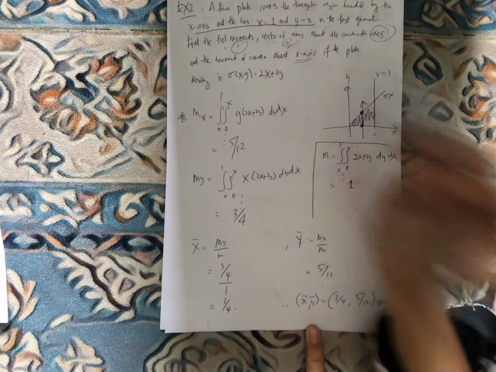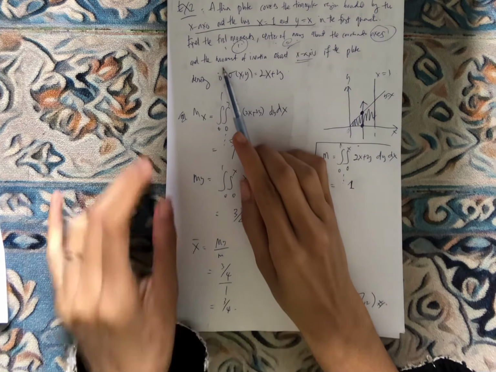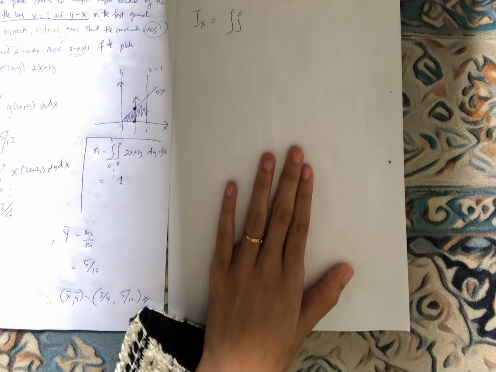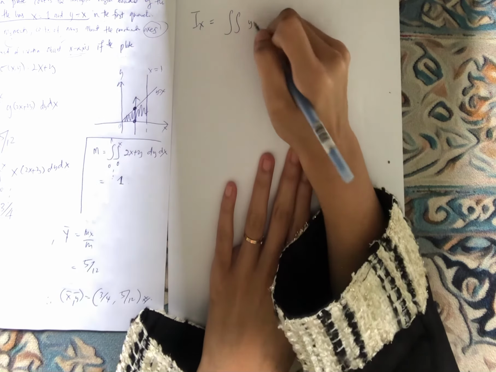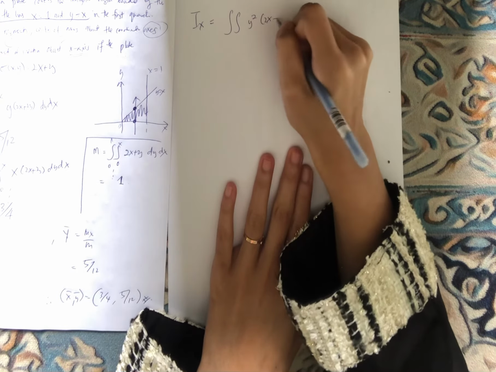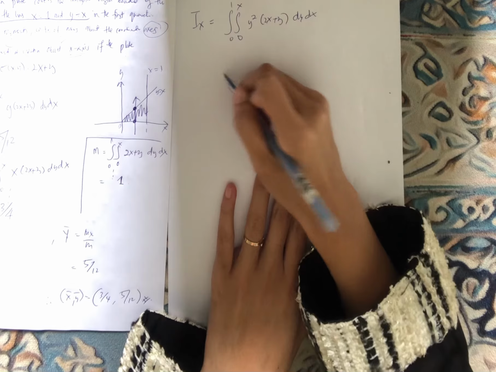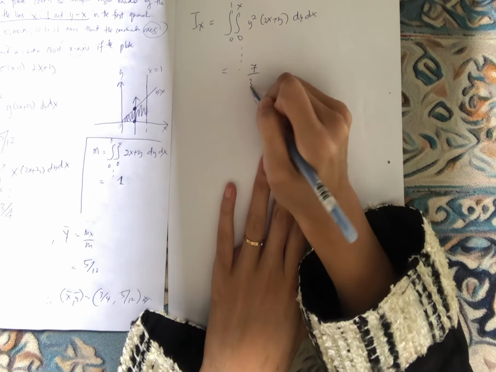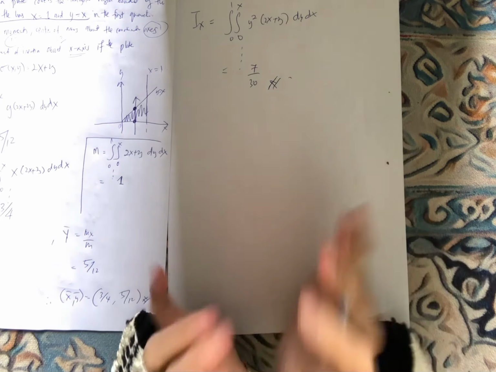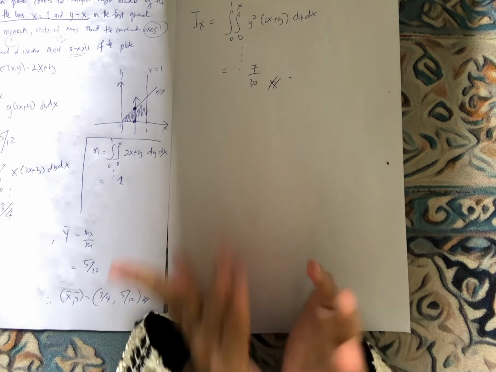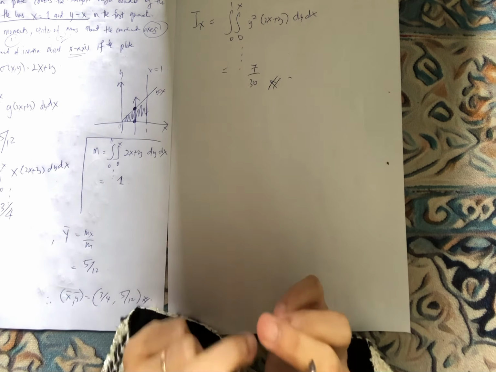Done. So we are left with another one, which is the moment of inertia. The moment of inertia is Ix, a double integral of y squared times the density. The limits will be the same. You just use the same limits. So the answer that you should get here is 7 over 30. Okay class, it's easy. Double integrals are quite simple compared to triple.